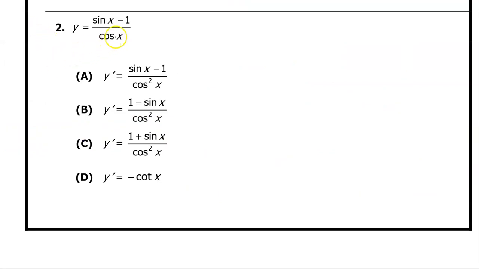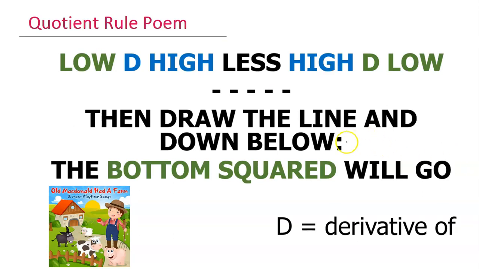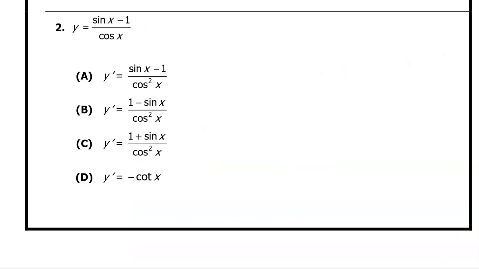For number 2, it looks like it's time for the quotient rule. So here is the quotient rule poem. Low D high, less high D low. Draw the line and down below, the bottom squared will go. Notice that when I say D high, that means the derivative of the top part of the function, and D low means the derivative of the bottom part of the function. So let's do it.